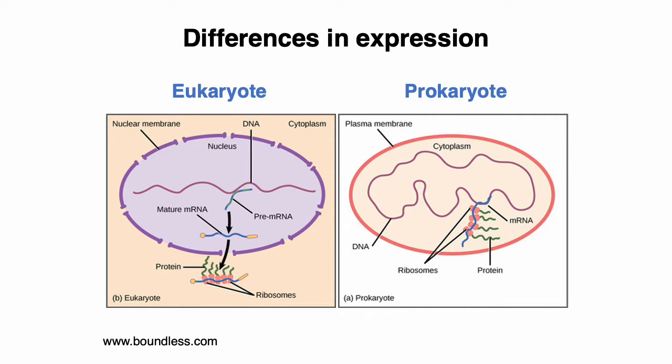Even in terms of how the cell is organized and where transcription happens, in eukaryotes, transcription happens mostly within the nucleus, whereas translation happens outside in the cytoplasm. In prokaryotic cells, this is not the case. There's no separate nuclear membrane and compartment.